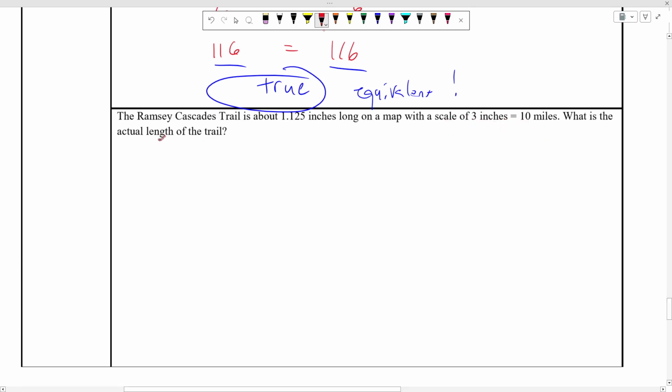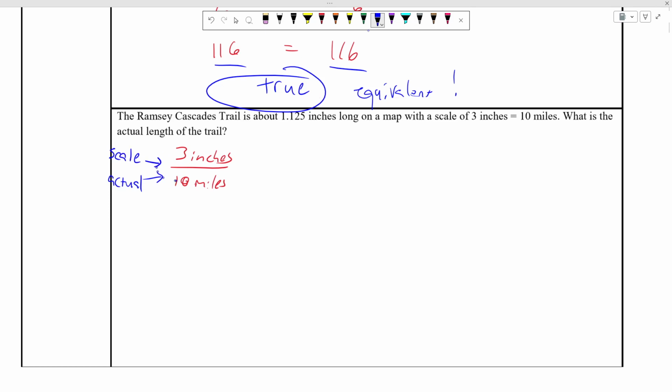It's pretty clearly up front telling me that there are 3 inches, and it relates to this idea of 10 miles. Now let me just interject here and say that as it pertains to scales and scale models, I want to reiterate here, the 10 miles is the actual distance of this trail here, this Ramses Cascade Trail. These 3 inches is the scale.